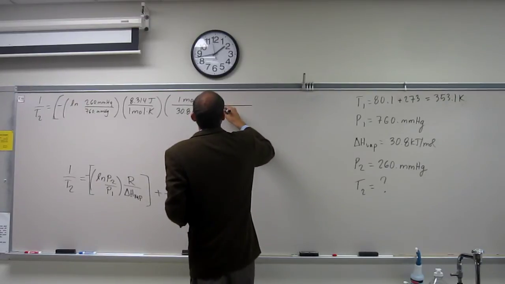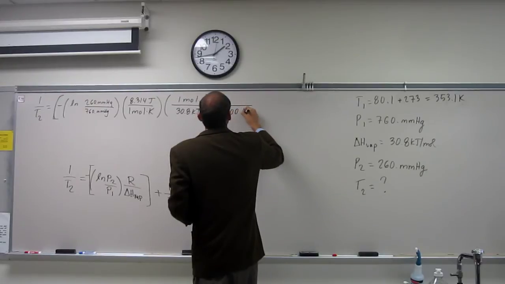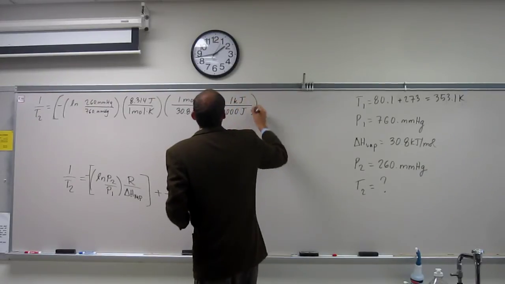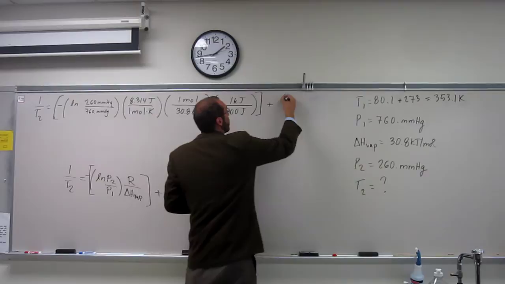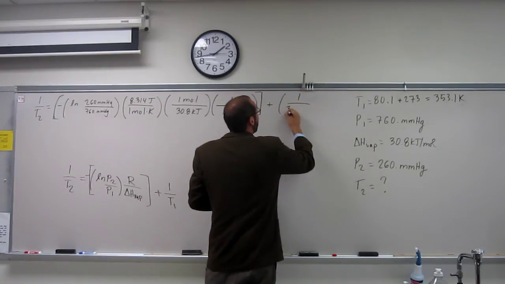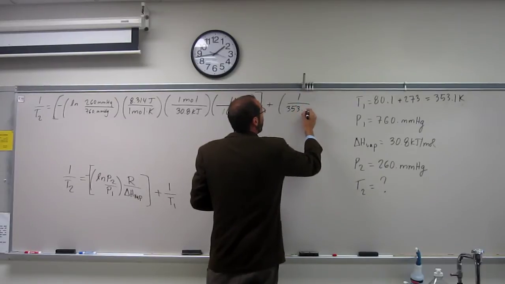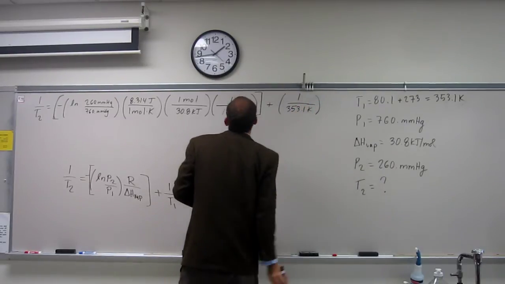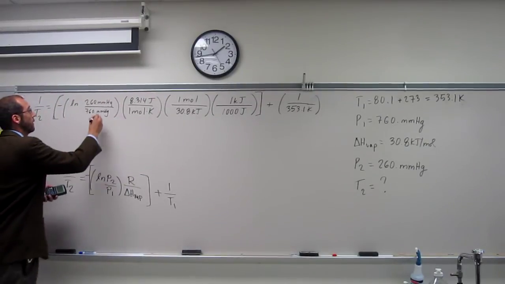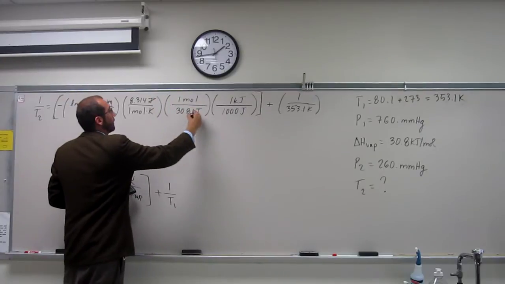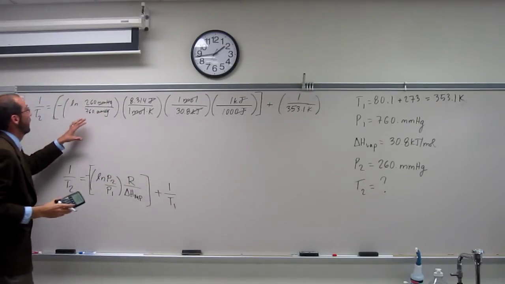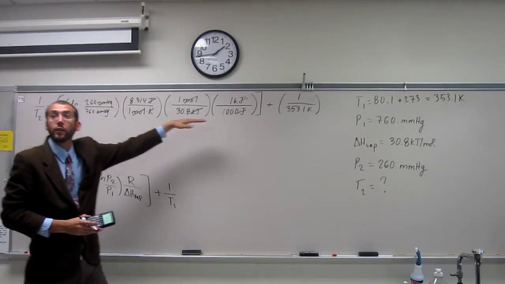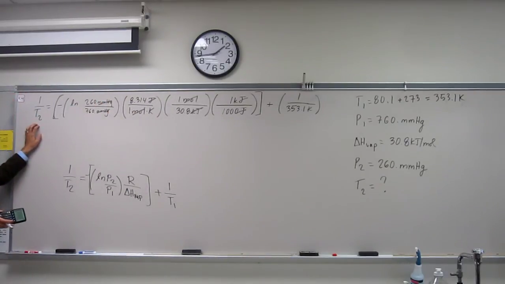Okay, so, I guess we're converting both at the same time. We're canceling it out. And then add that to 1 divided by 353.1. So now let's cancel everything out. So that cancels with that. That cancels with that. That cancels with that. That cancels with that. And we're left with now 1 over Kelvin here added to 1 over Kelvin. Okay? And we're looking for 1 over temperature, so that's good units. Does everybody understand what I'm saying?